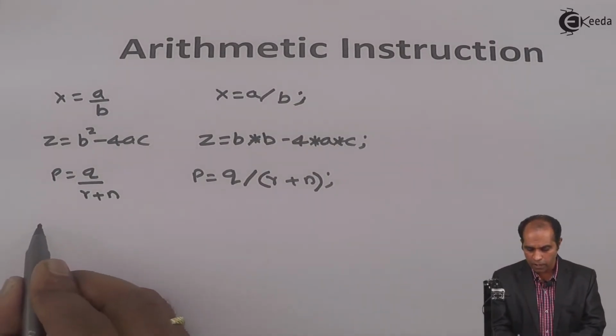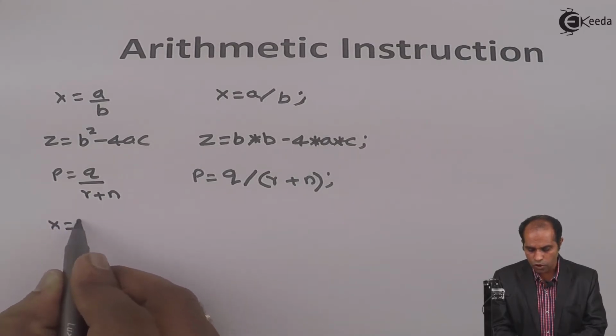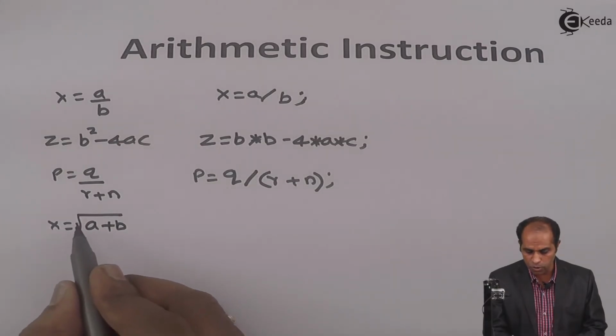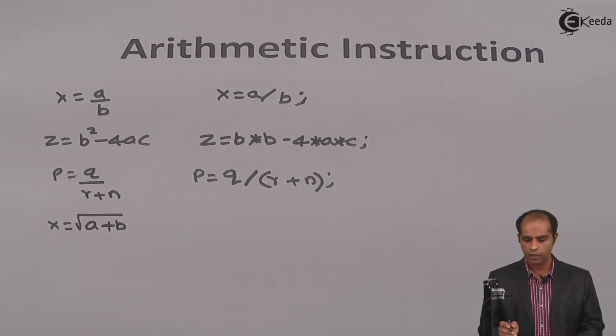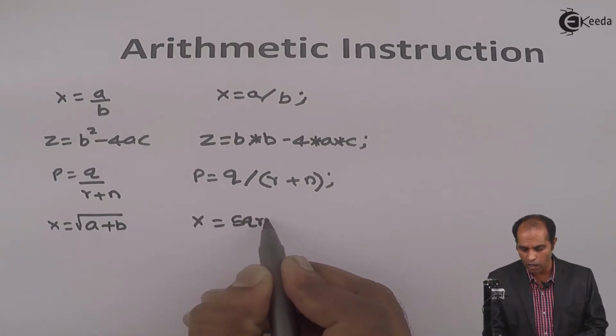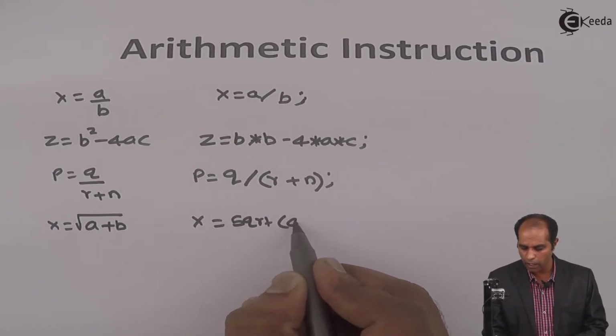Suppose I say that x equals square root of a plus b. Now we know that we can't use the square root symbol in C language. For that reason, what I'll do is say x equals sqrt of a plus b.